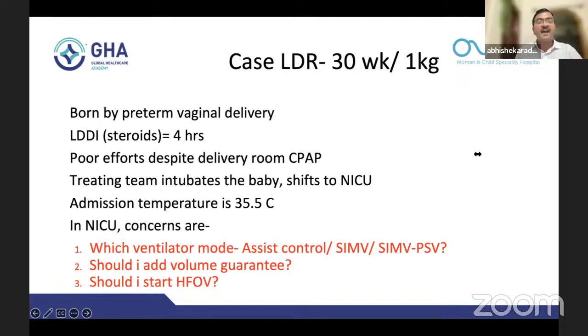So recently there was the ASTEROID trial which compared dexamethasone versus betamethasone. They found that with respect to the efficacy on the newborn, both dexa and beta fared equally well. While in the long term, the betamethasone group had higher hypertension at 2 years, to the tune of 40%, while in the dexamethasone group, it was lesser, around 28%. So considering the safety profile, dexa had an upper hand.